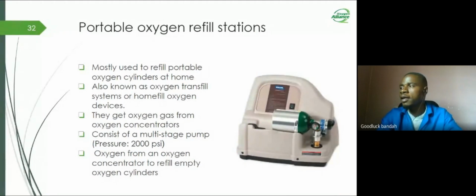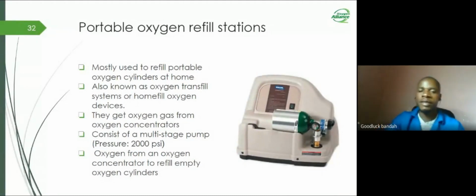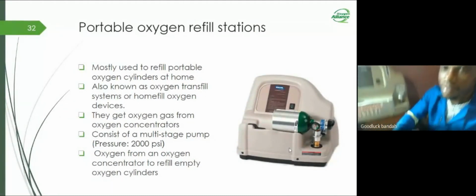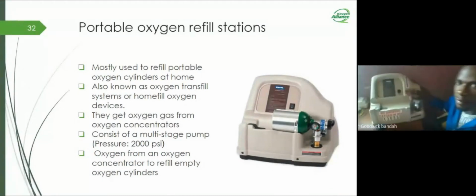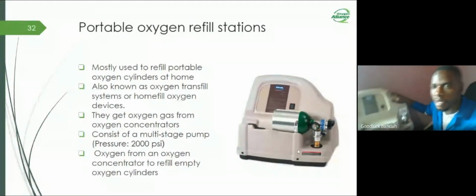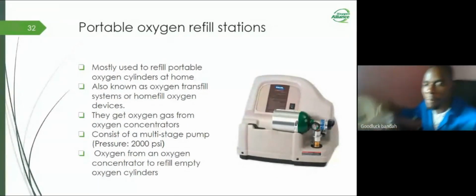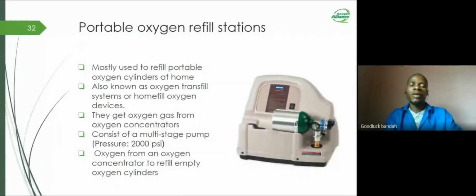So here with me, I have this fill station. I don't know if you can see. So this is a filling station made by Invacare, which is available here. So this is connected to an oxygen concentrator, and you can fill smaller cylinders.